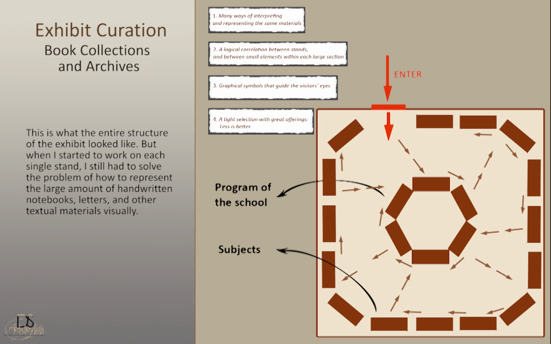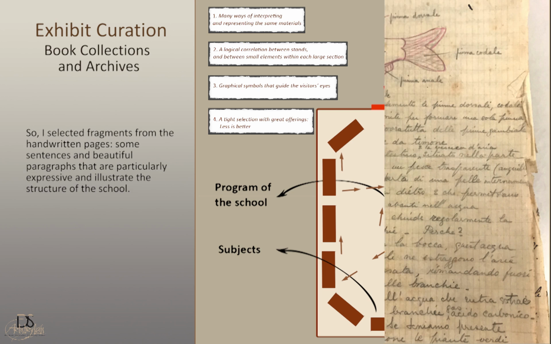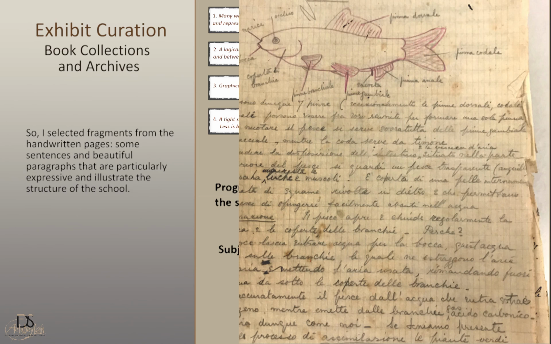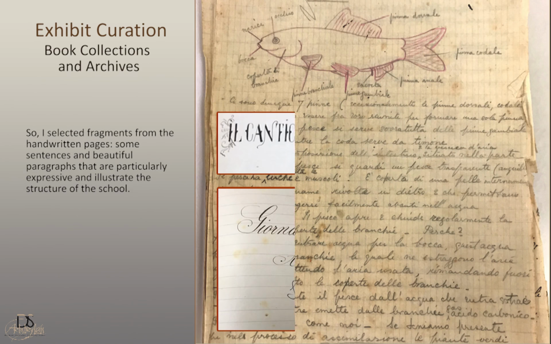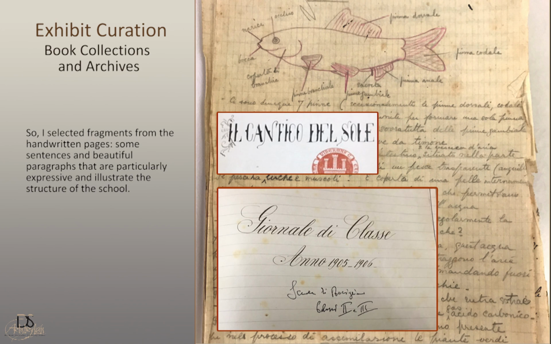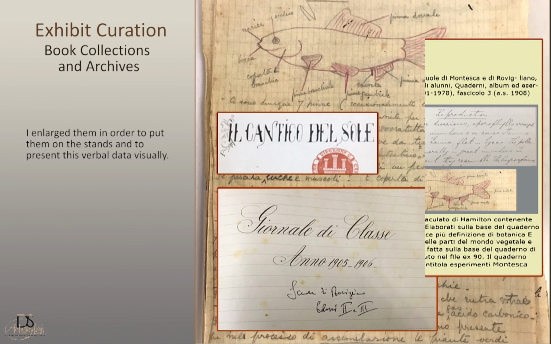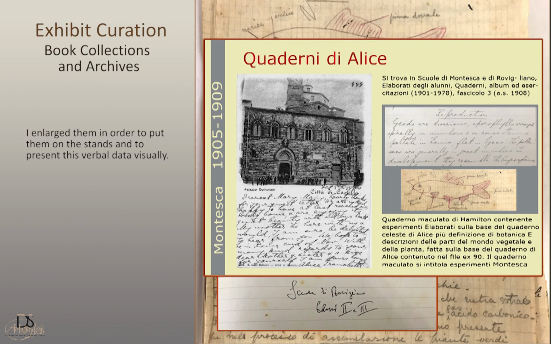But when I started to work on each single stand, I still had to solve the problem of how to represent the large amount of handwritten notebooks, letters, and other textual materials visually. So I selected fragments from the handwritten pages, some sentences and beautiful paragraphs that are particularly expressive and illustrate the structure of the school. I enlarged them in order to put them on the stands and to present this verbal data visually. For this, I used data visualization practices and principles.